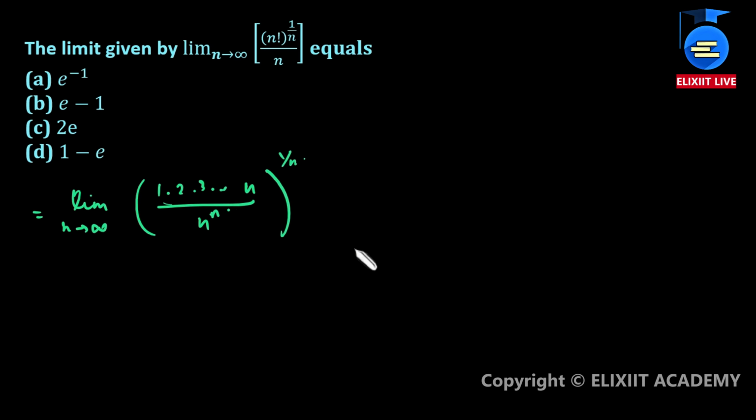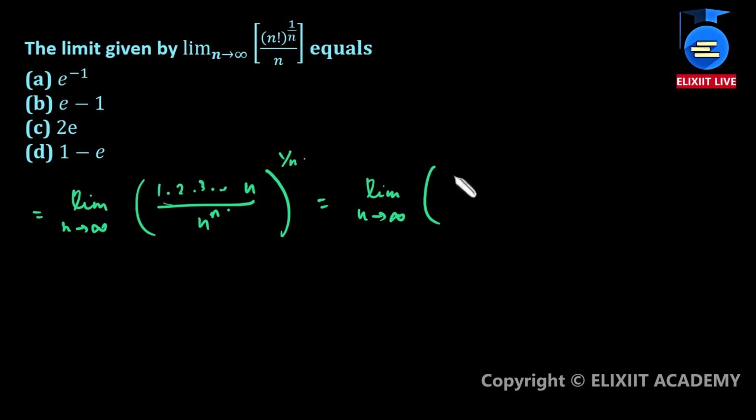Over here, if you just take 1 by n power in the denominator, this will become n to the power n by n, which is n only. Fine. So now I can distribute these n to the power n. In the numerator we are having n terms, 1 into 2 into 3 up to n terms, and in the denominator we are also having n terms, like n into n into n into n up to n times. So we can distribute with each of these terms actually. So this turns out to be limit n tends to infinity.